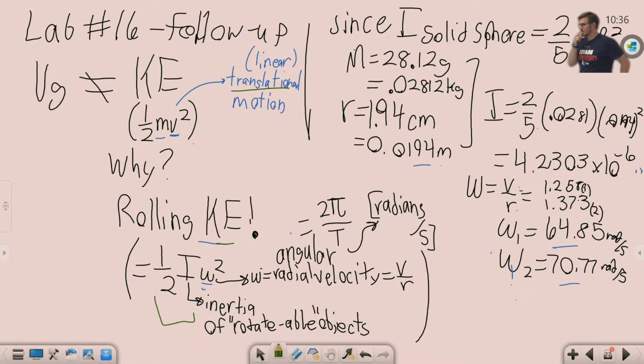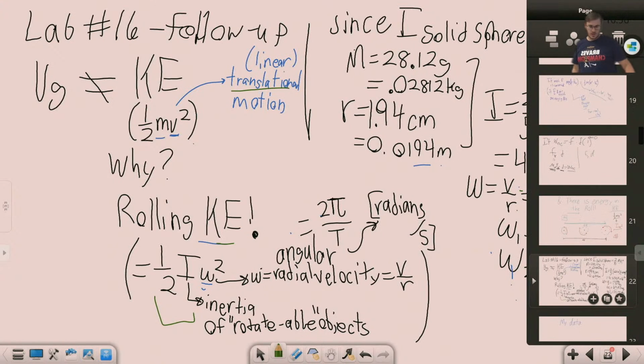What you got? So the 1/2 mv squared is the sliding energy, and the 1/2 I omega squared is the rolling. Correct. You're saying it's rolling and slipping the whole time? Oh, it is slipping. But even still, even if it doesn't slip at all, if it just simply rolls.